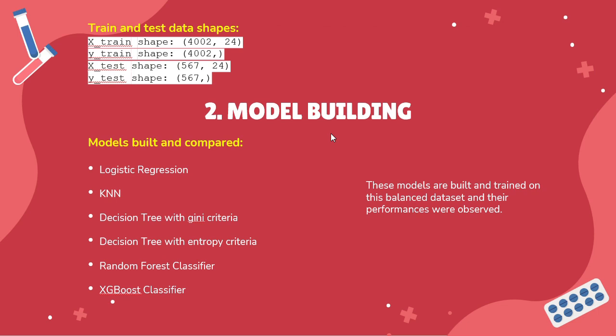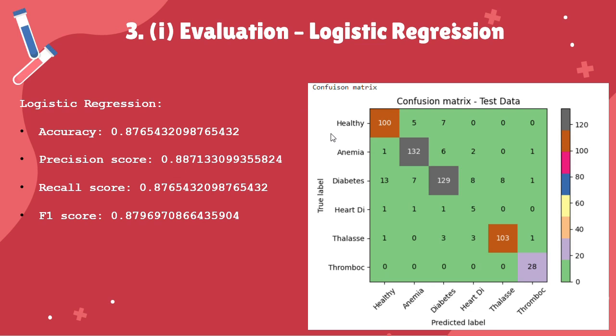Then going to the model building, I built 6 models. Those are logistic regression, KNN, decision tree with 2 criteria, then random forest and XGBoost. All these models were built and trained on the balanced dataset I got after SMOTE, and then their performances were observed. This is the first one, logistic regression, with accuracy, precision, recall, F1 score. This is performing very low, like 87, 88. We can achieve better than this.